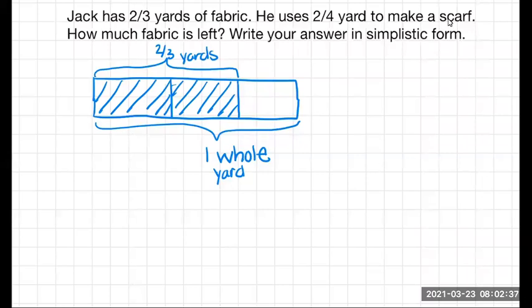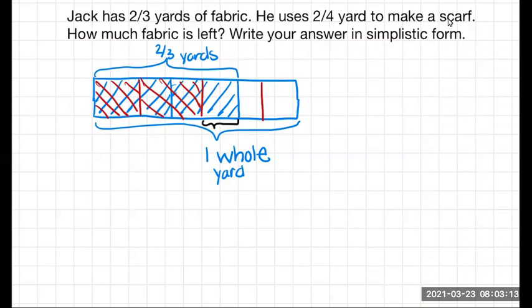So what we're subtracting really is, like, if we overlay, we're subtracting this part of the fabric. So we need to figure out how much fabric is left. So we're looking for this piece and how much that is. Now, using this picture, this is not accurate, so we don't want to use this picture to help us solve this problem. We want to use an area model where we can find a common denominator.